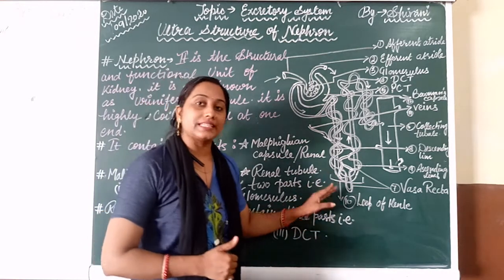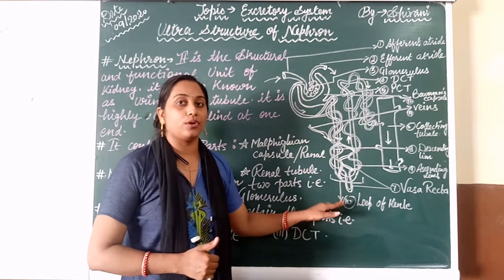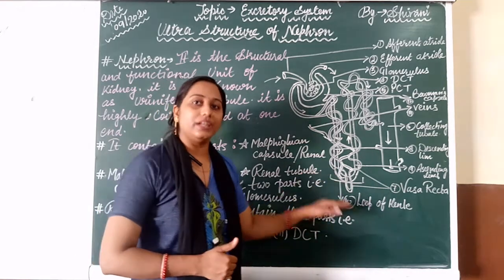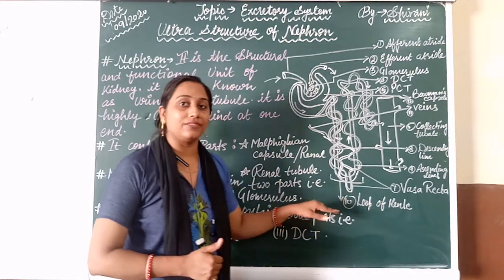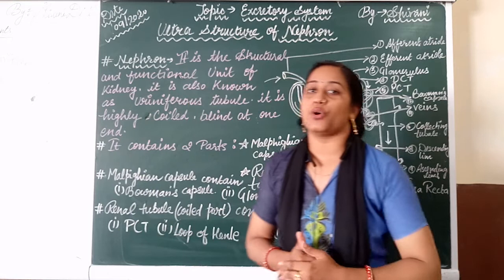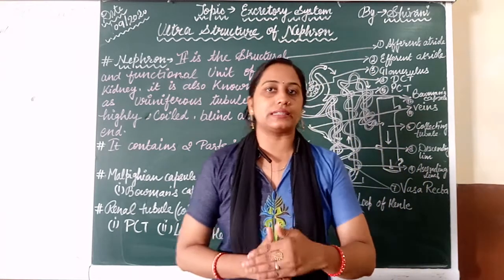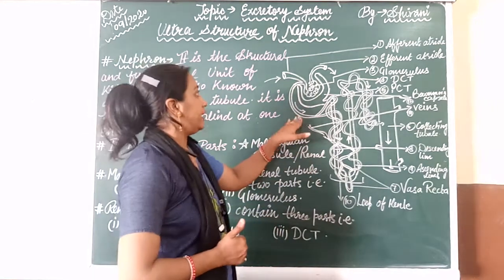So what is the function of this nephron? Actually, millions and millions of nephrons collectively form the kidney, and kidney is the major organ related to the excretory system. So let us discuss the parts here.